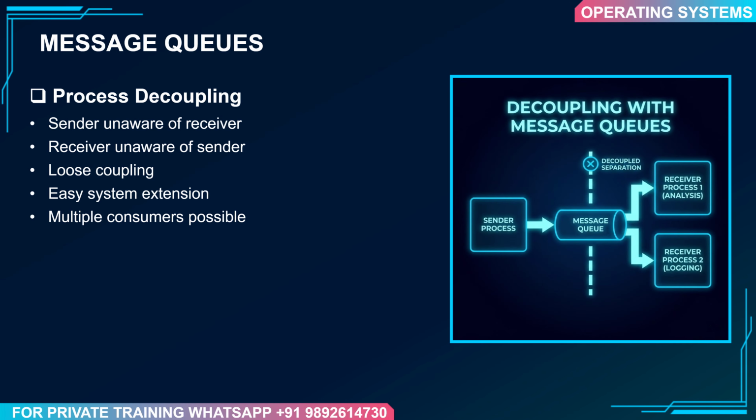Message queues also help with decoupling processes. This means processes do not need to know details about each other. The sender only knows the queue, not who exactly will read the message. The receiver only knows it will get messages from the queue, not who sent them. This design makes systems easier to modify and extend. For example, you could add another process that also reads messages from the same queue for logging purposes without changing the sender process at all.